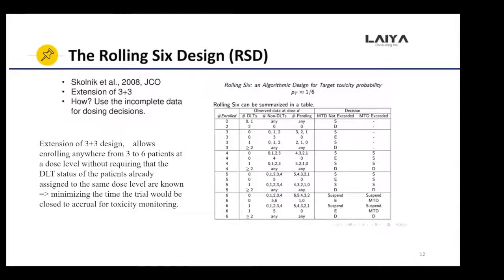So this design tries to minimize the waiting period, but that also means you could already de-escalate or escalate after 3 patients if you use the 3+3 design. But here, while you're waiting for data, you might already put a 4th or 5th patient on the same dose level. Right. So yeah, nothing comes with all good things. It's one of the drawbacks of the rolling 6 design.